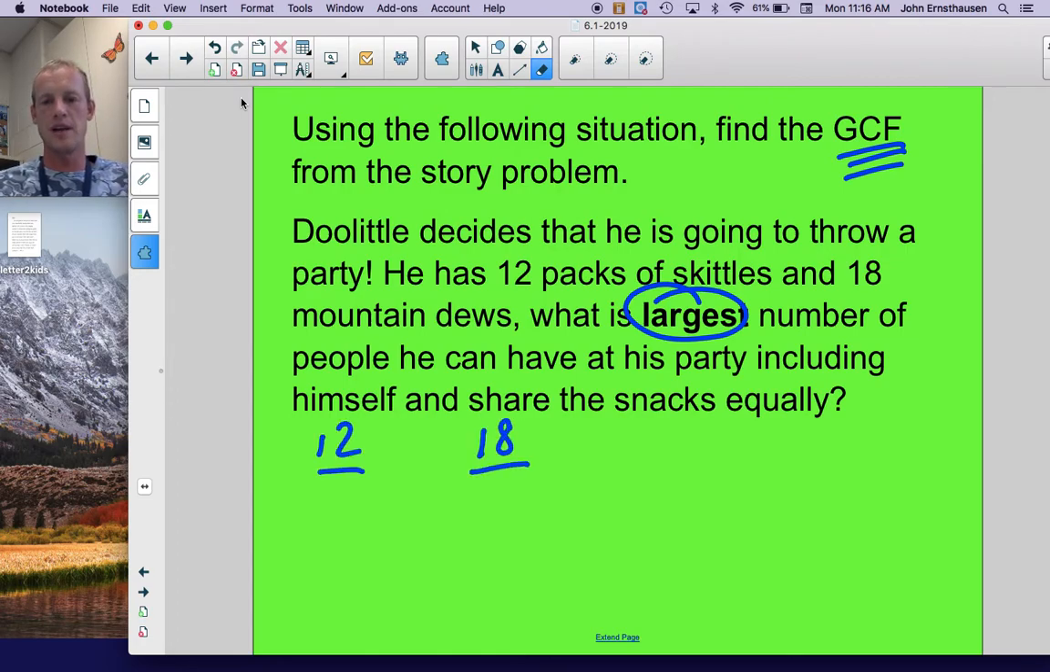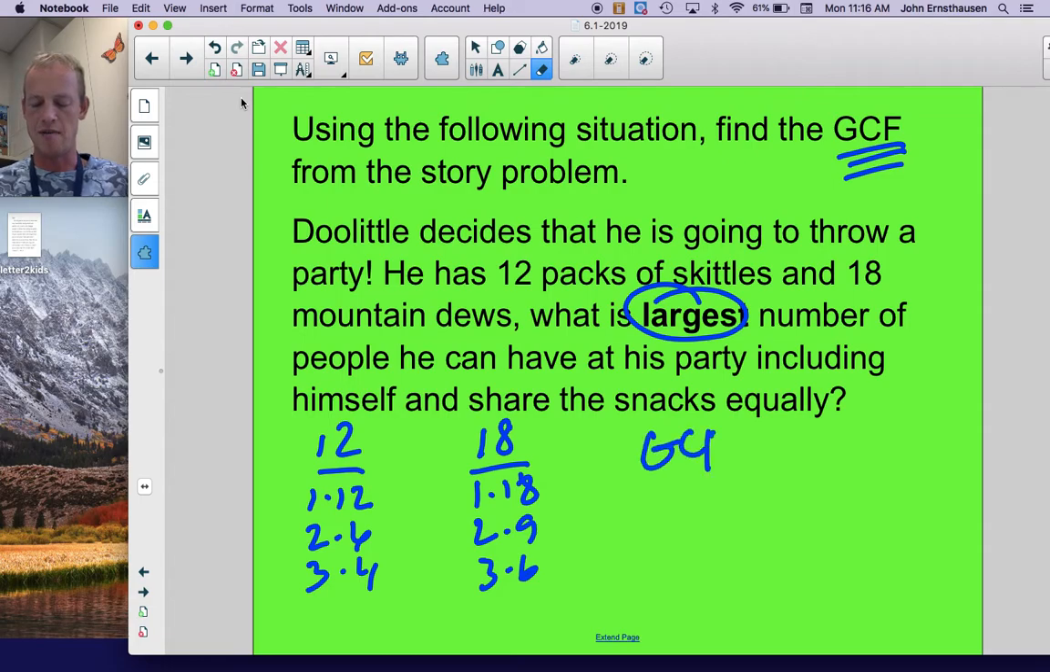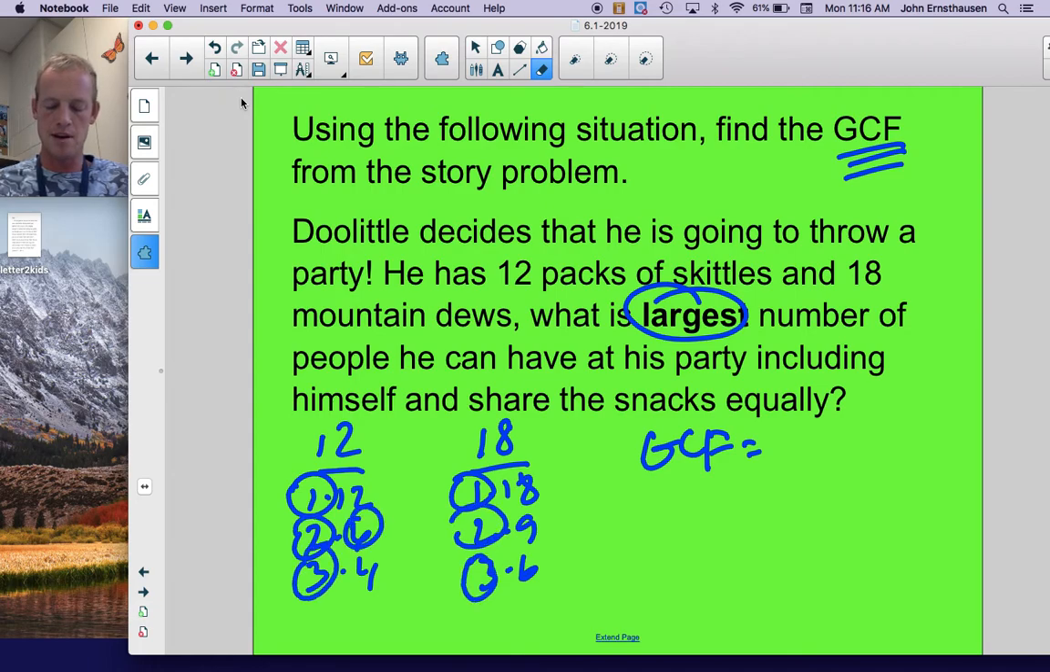Pause the video, you can write out the factors. Okay, if you're back, here are the factors. And what's my biggest one in common? What's my GCF? So I have a 1 in common, I have a 2 in common, I have a 3 in common, and I have a 6 in common. So my GCF is 6. That means there are going to be 6 people here.